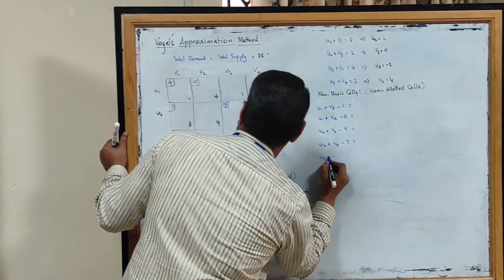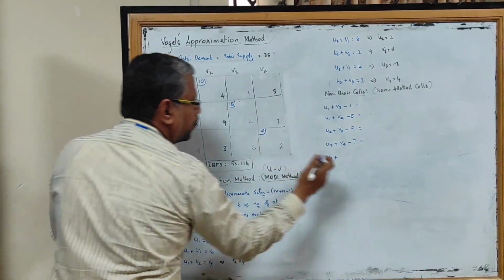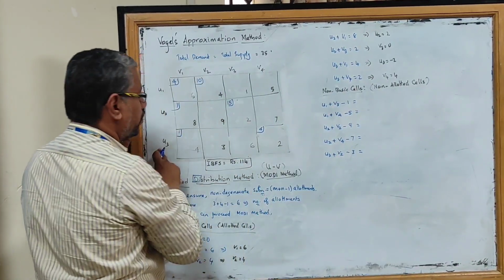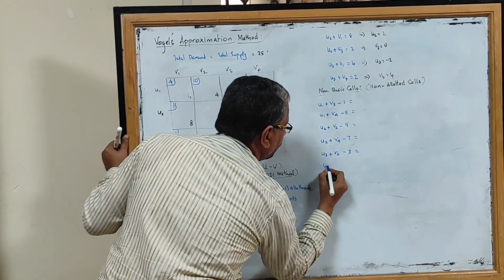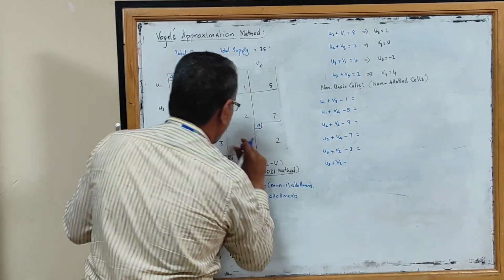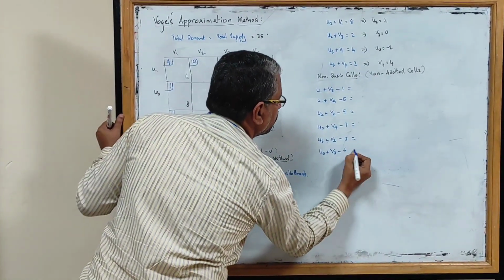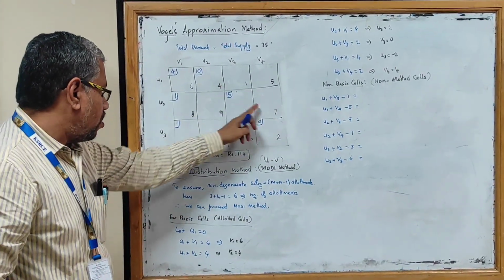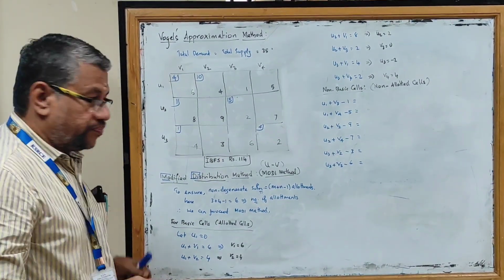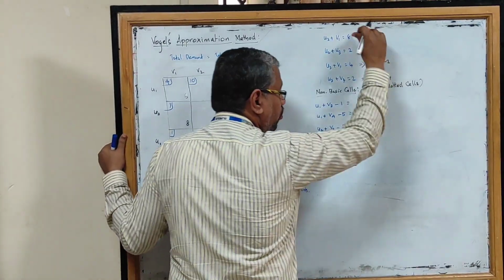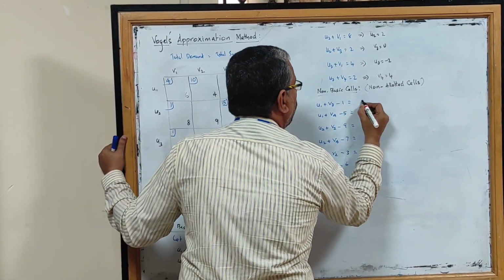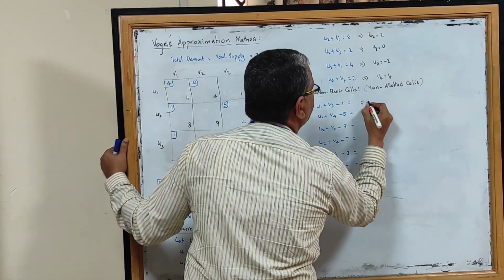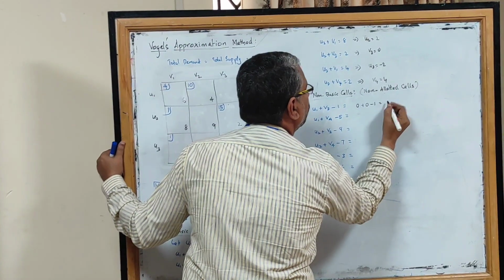U3 plus V2 minus 3. U3 plus V3 minus 6. So we'll have to find the values of all the remaining non-basic cells. We all know the 7 values. So U1 equal to 0, V3 equal to 0, minus 1 equal to minus 1.